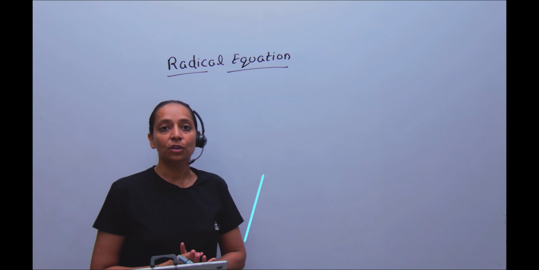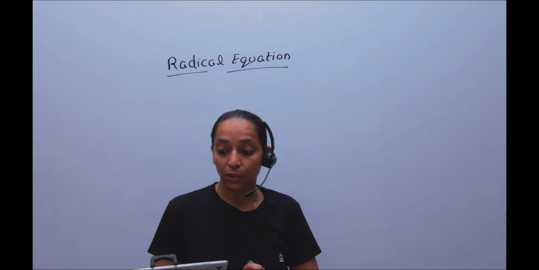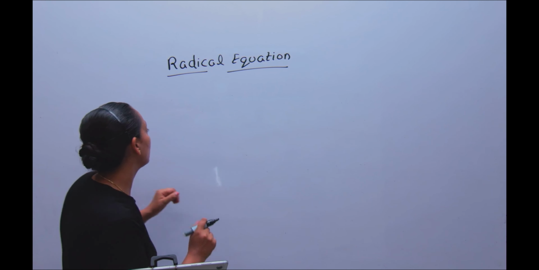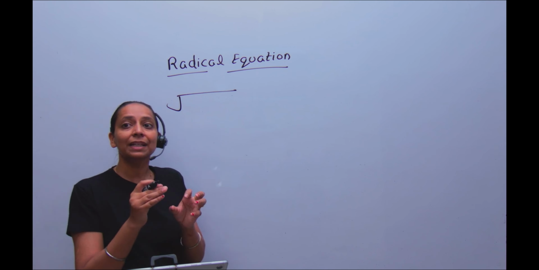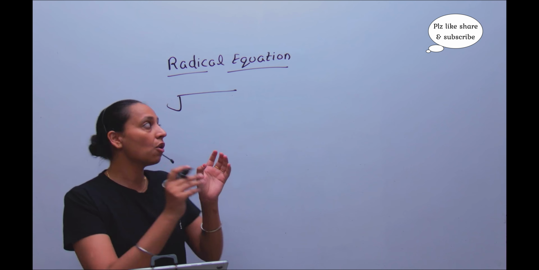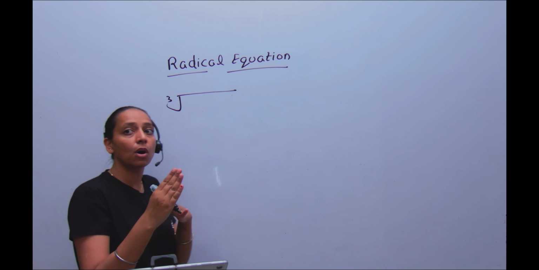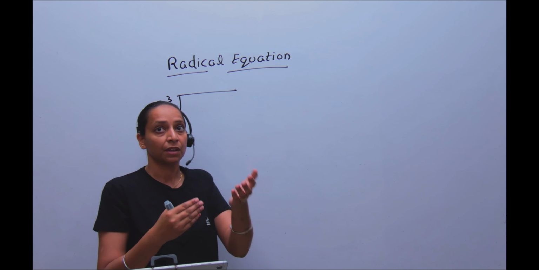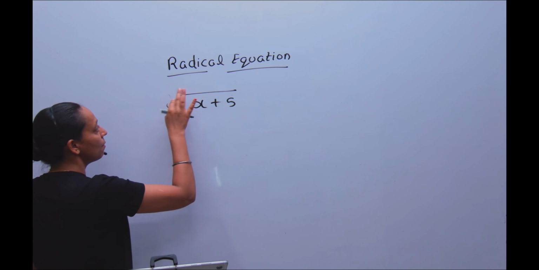Today in class we are going to cover radical equations. First of all, I will tell you what a radical equation is. A radical equation is an equation in which variables appear mostly in the form of a radical. What does in the form of a radical mean? In the form of a square root, or a cube root, or some higher order root. For example, we have the equation square root of x plus 5.